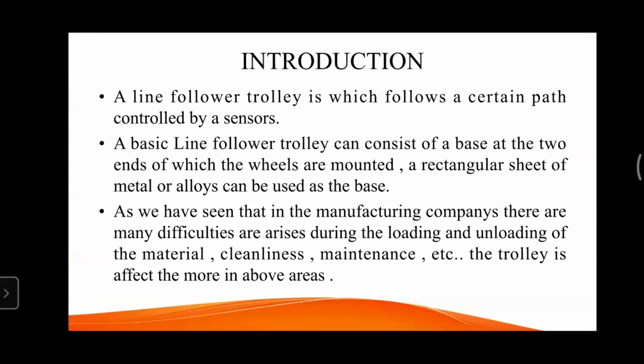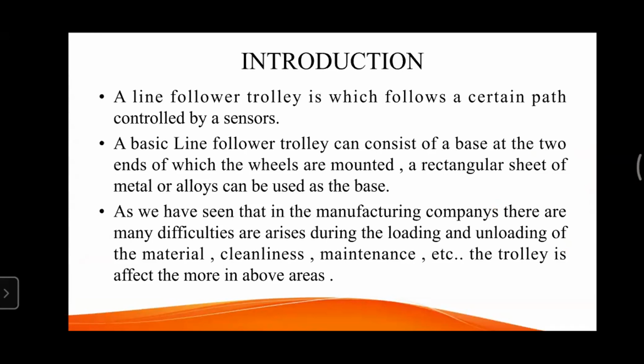Introduction. A line follower trolley is one which follows a certain path controlled by a sensor. A basic line follower trolley can consist of a base, at the two ends of which the wheels are mounted. A rectangular sheet of metal or alloy can be used as the base.